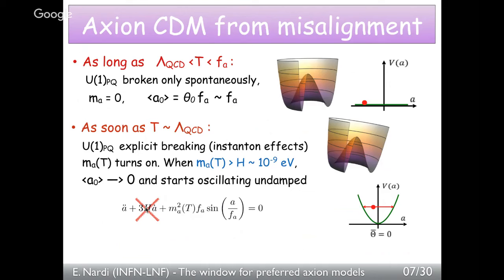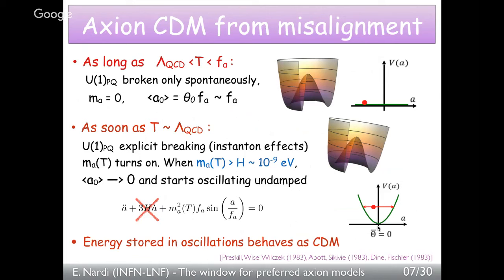And because this goes down as the temperature to the second power, the mass goes up as temperature to the eight, at least in a diluted gas, instanton gas computation. The potential tilts in this way, the flat direction is lifted, and the axion starts oscillating, assuming that it was not accidentally sitting really here at zero.